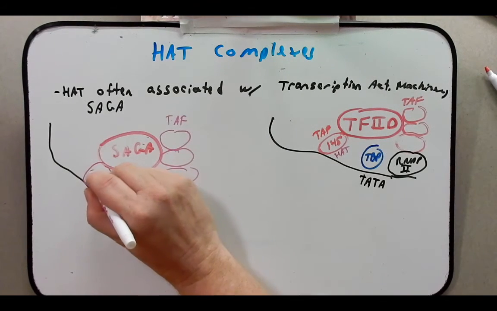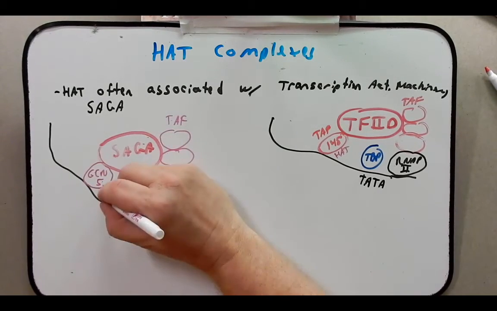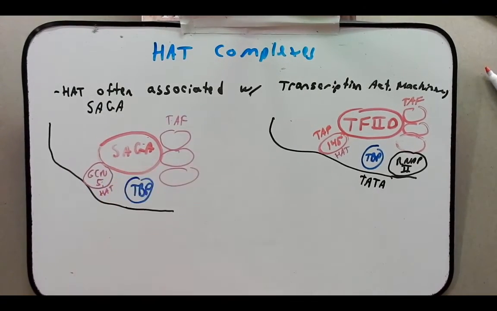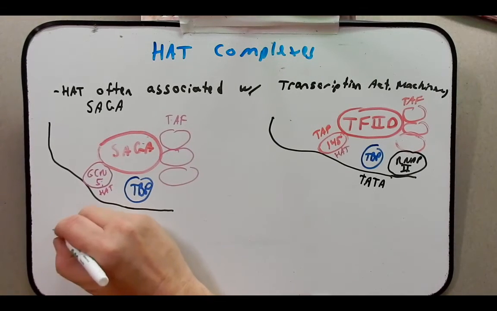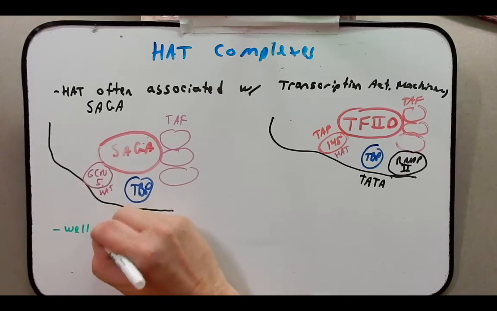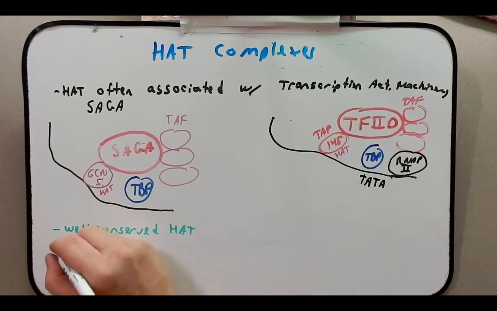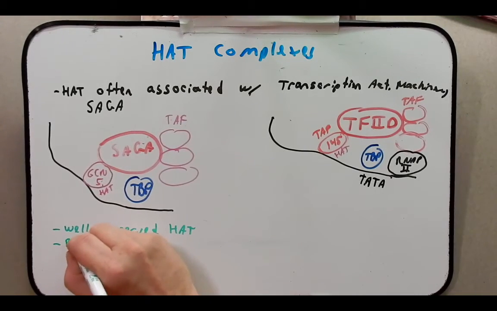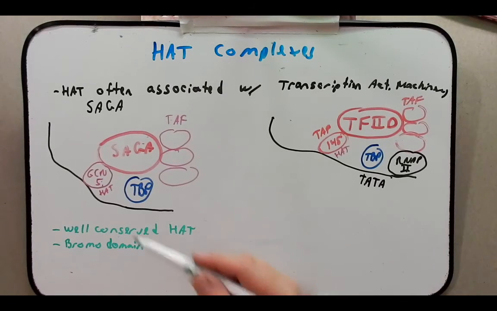We're going to call it GCN5. GCN5 is the HAT, the histone acetyltransferase. All right, I want to say a few things about this GCN5. It's a well-conserved histone acetyltransferase from yeast to humans. It contains a bromodomain. Remember, the bromodomain binds acetylated histones. So it's able to acetylate and then also bind there, presumably to maintain that acetylated state.